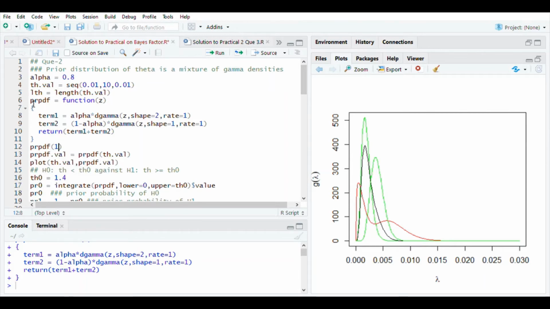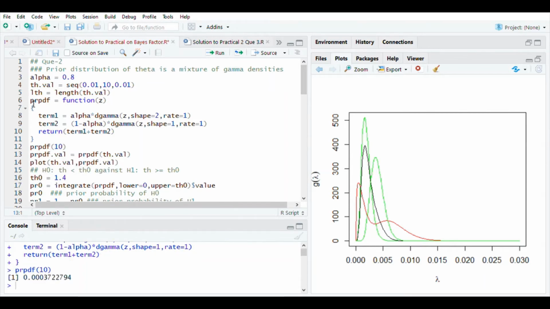So prior PDF at 10. It is very small. Then prior PDF at say 3. So it is 0.12. So yes, so far it seems that it is working.